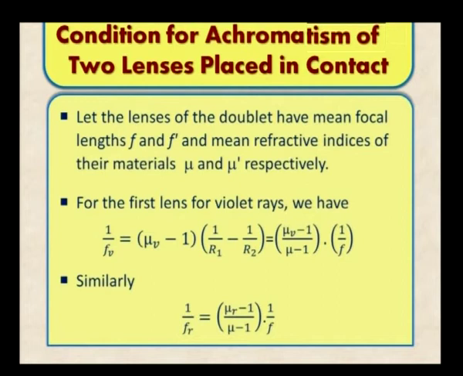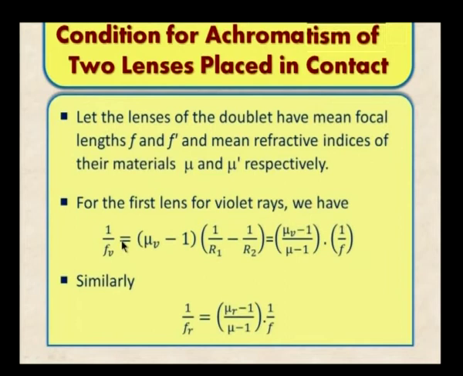Let the lenses of the doublet have the mean focal lengths f and f prime, and the mean refractive indices of the materials be mu and mu prime. I am talking about materials, that means one is made of flint, the other is made of crown, and the focal lengths are different, f and f prime. As in the earlier case, you can have an expression for 1 by Fv and similarly 1 by Fr, and the resultants go as follows.